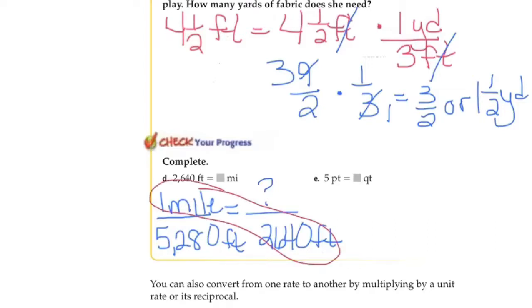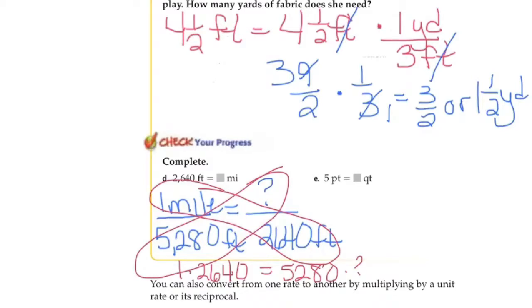We know that 1 times 2,640 must equal 5,280 times question mark. Then all we have to do is divide to get the question mark by itself. So 2,640 divided by 5,280 will equal 1/2. So 2,640 feet is 1/2 of a mile. That's another way to do this. So you have choices here.